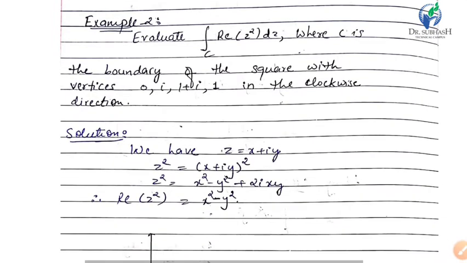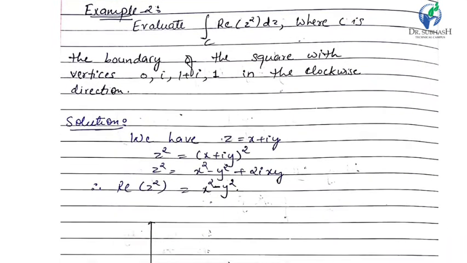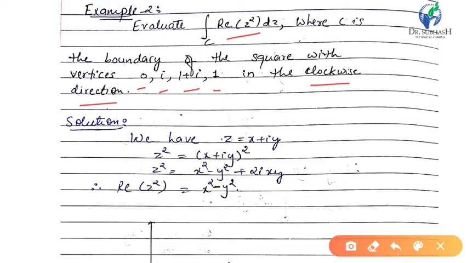Let us see one more example. Evaluate the integration over C of the real part of z square dz, where C is the boundary of the square with vertices 0, i, 1 plus i, 1 in clockwise direction. Here the direction is very important if it is given to you, and also in the path.